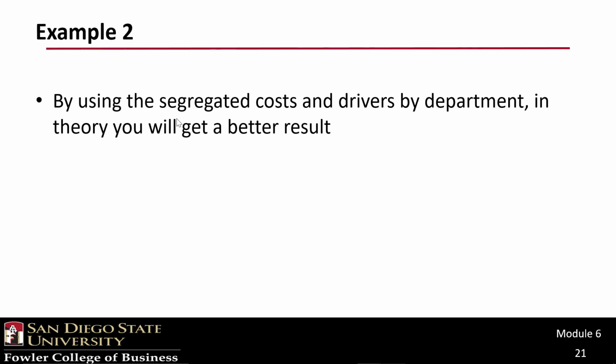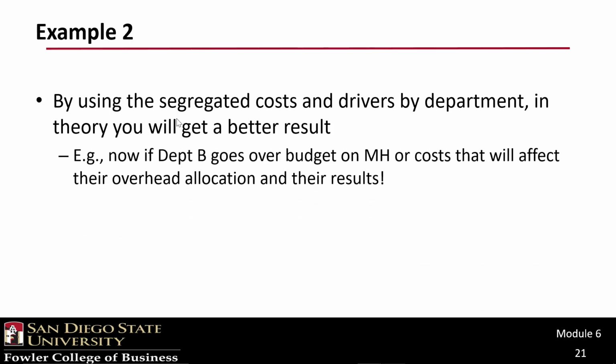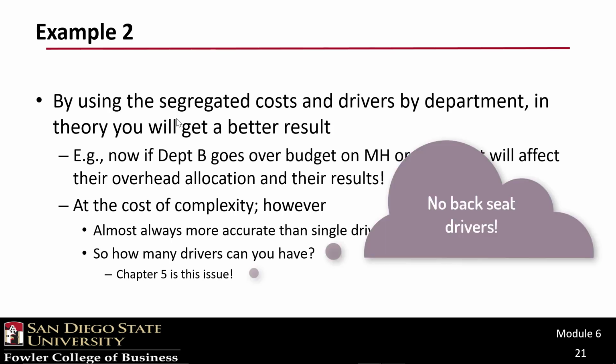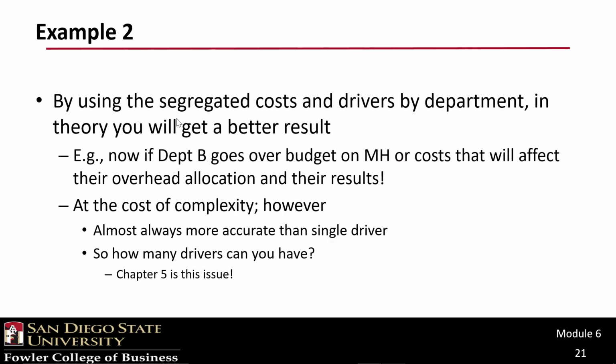So what happens is, by using segregated costs and drivers by department in this case, in theory you're going to get better results because you're more closely tying the overhead allocation to the cost driver associated with that department. So now if Department B goes over budget on machine hours or costs, that's going to affect their overhead allocation and their results. But all this comes at the cost of complexity. So you almost always get more accurate results if you use multiple drivers than single drivers. So the question is, how many drivers can you have? Well, in Chapter 5, we're going to spend some time talking about exactly how that's done.